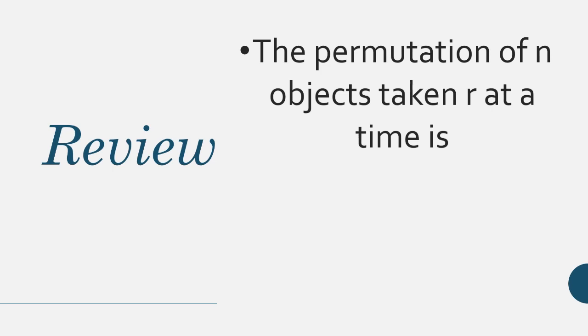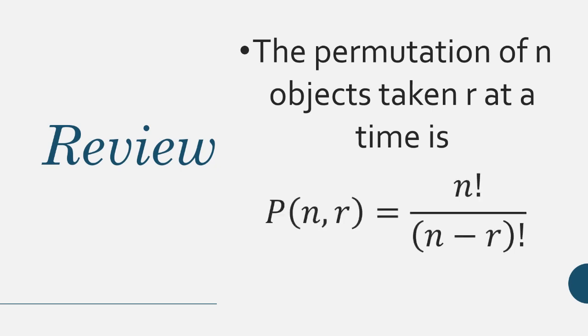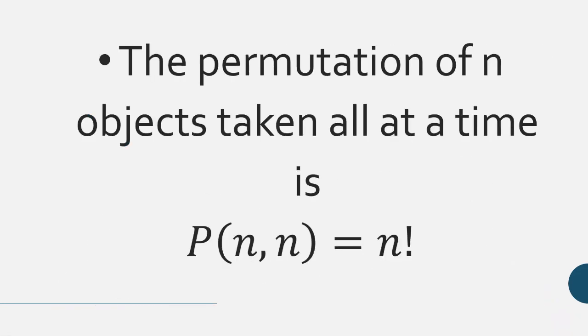So, the first permutation we have is the permutation of n objects taken r at a time. So, ang formula natin dito is n factorial all over n minus r factorial, where n is greater than or equal to r. Next, we have the permutation of n objects taken all at a time. So, ang formula naman natin dito is simply n factorial.